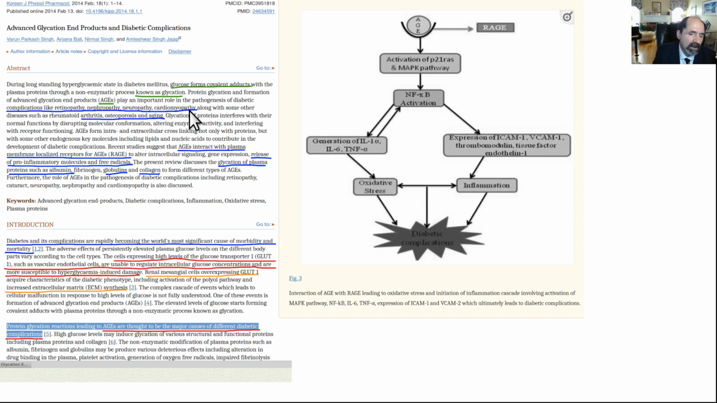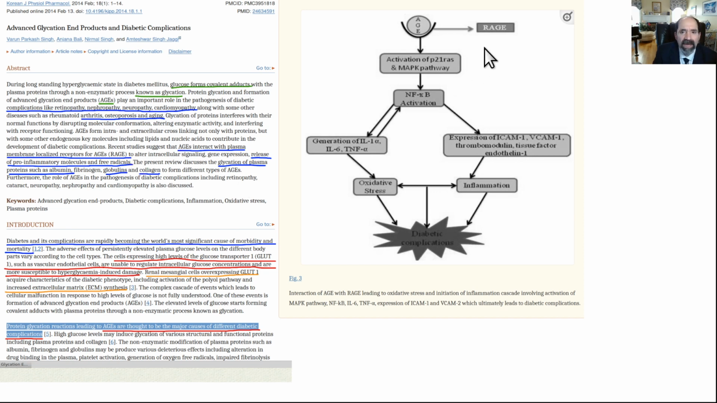Cardiomyopathy damages the heart. The most common reason diabetics die is myocardial infarction. It also causes arthritis, painful joints, and osteoporosis, loss of bone from the spine. It stiffens the collagen. These old people get all stiff because this is a major contributor to it. AGEs interact with plasma membrane localized receptors. The receptor for an AGE is called a RAGE receptor. So here it is, RAGE, receptor for advanced glycation end product.